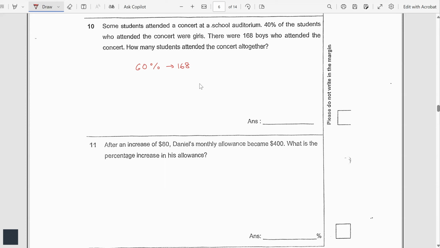Okay, since we can't use a calculator, right, it's easier to find 10% instead of finding 1%. So let's find 10% from here. To find 10%, I divide by 6, not 60. Okay, then you do your calculations. You should get 28. Now you want to find all together. All together will be 100%. So from here, I don't multiply by 100, but multiply by 10, because I'm starting from 10%. So the answer is 280 students altogether.